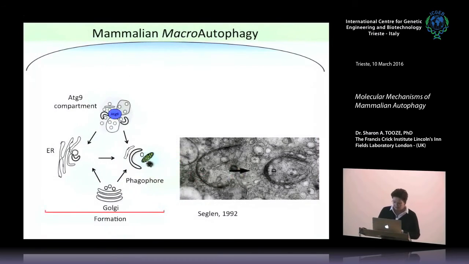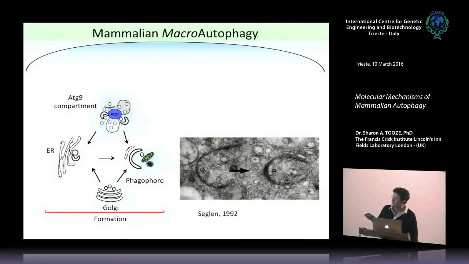So in more detail, at a molecular level, there are three important compartments that are required for the formation of these double membrane structures. This was one of the first electron micrographs that was shown in mammalian cells. It was very well understood in yeast by then what genes were required through genetic screens. So we had a list of 18 or so genes in yeast in 1992, which we knew were required for autophagy. But in mammalian cells, it was very understudied and not very well understood.